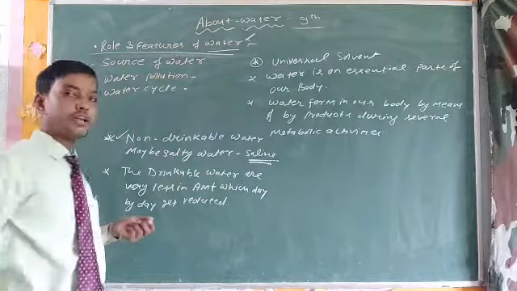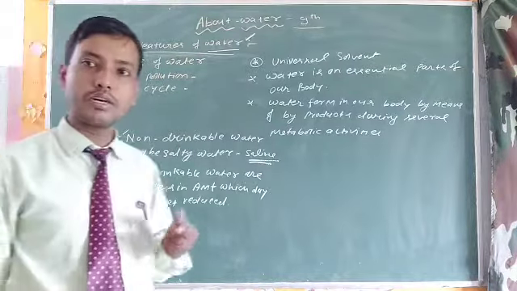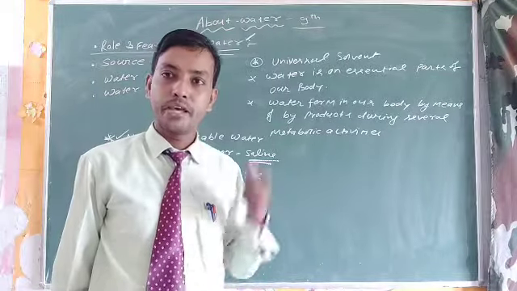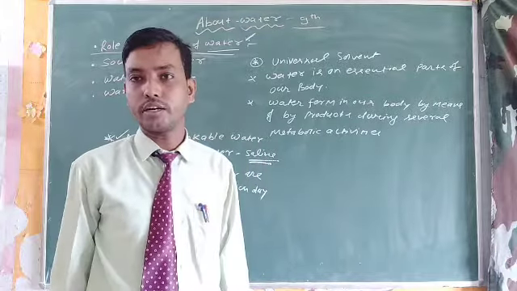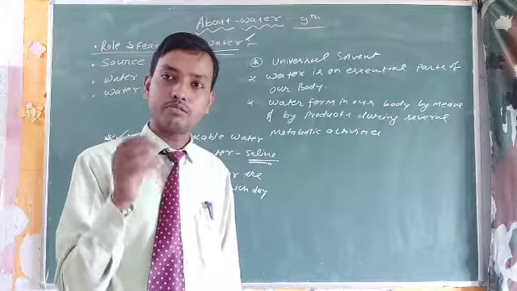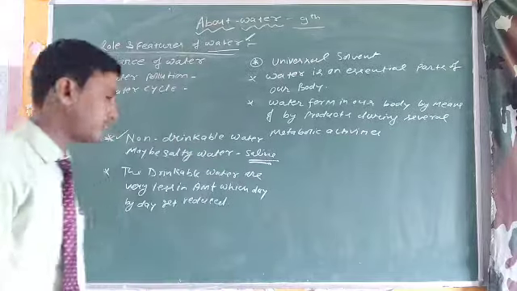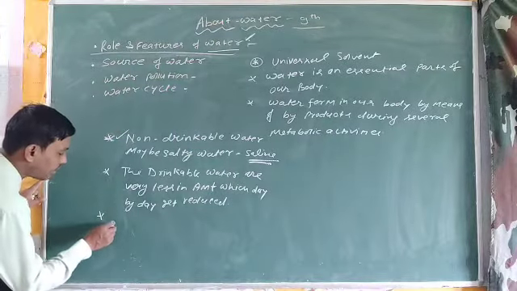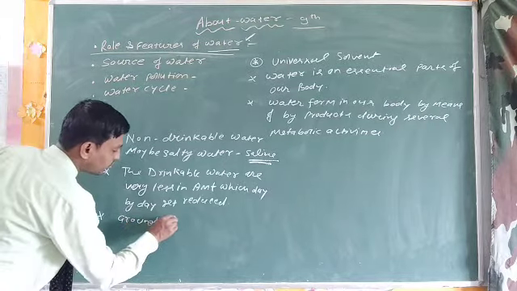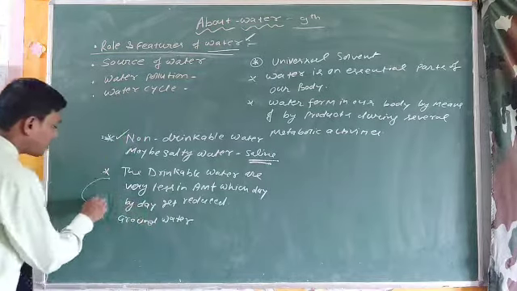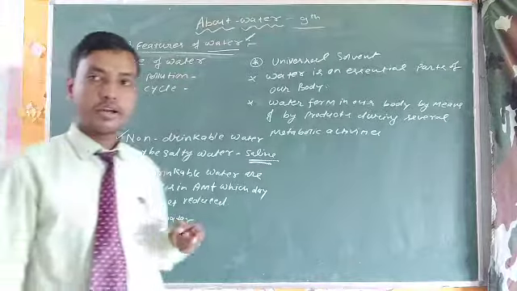A lot of water is available on our earth. 97% of the earth's surface is occupied by water, but that water is mostly in the form of saline water or salt water. The groundwater actually contains the drinkable water. So drinkable water is mostly available in groundwater. The source of drinkable water is groundwater.